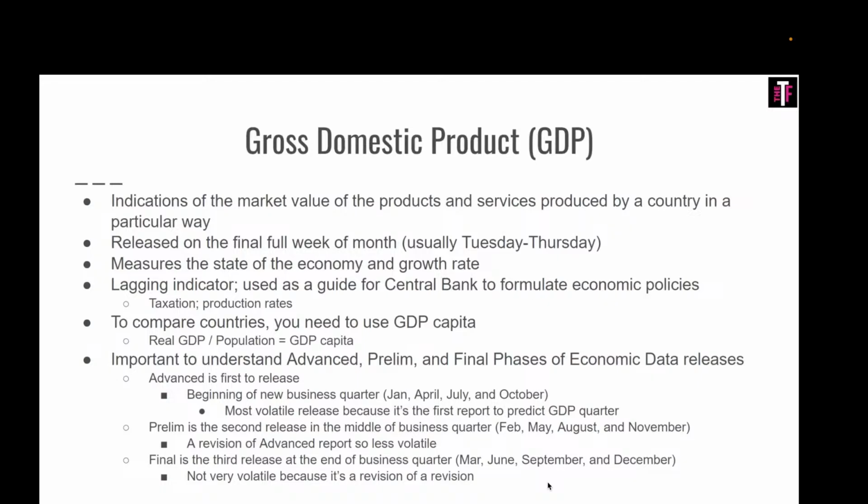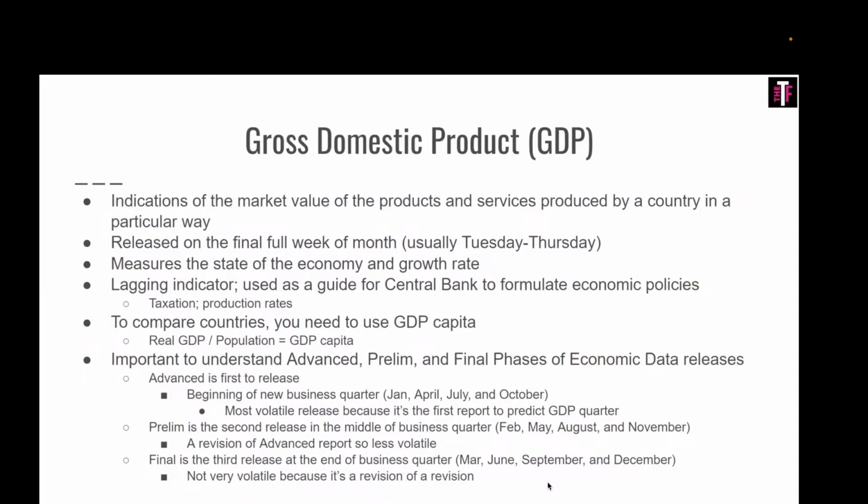But to compare countries, you need to use GDP per capita. You can't just look at the US's GDP and directly correlate it to maybe the Euro's or UK's GDP. You have to use the real GDP of that country and divide it by the population, and that gives you your GDP per capita. But if there's nothing else that you take away from GDP, you need to understand this. It's important to know the difference between advanced, prelim, and final phases of economic data releases for GDP.